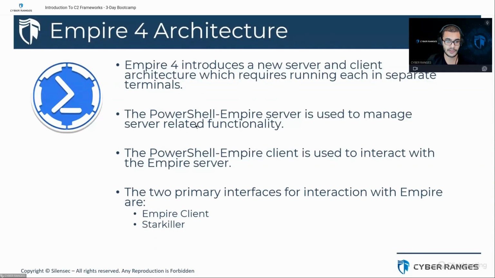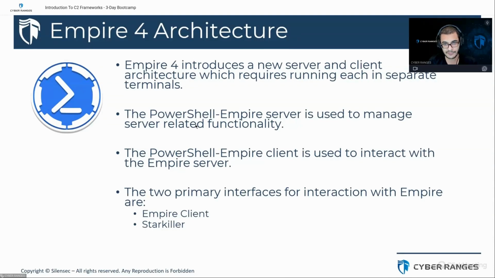So just talking a little bit about the architecture, so this is clear. Empire 4 introduces a new server and client architecture, which requires running each in separate terminals. So that's one of the massive changes that BC Security made, sort of segregating the core, the actual server, and the client functionality, and having everything modularized at that level.